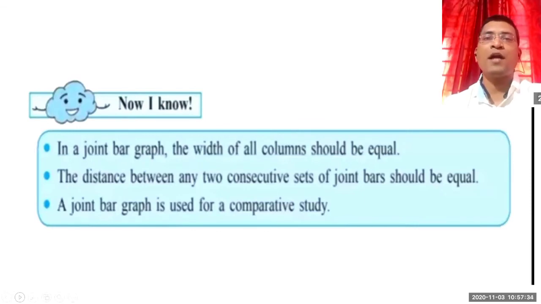Third point: a joint bar graph is used for comparative study. We already know this, and we already gave this answer in the multiple choice question. A joint bar graph is used for comparative study. Now let's see the next slide.